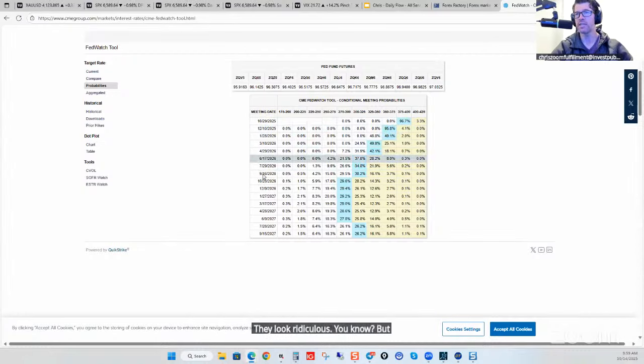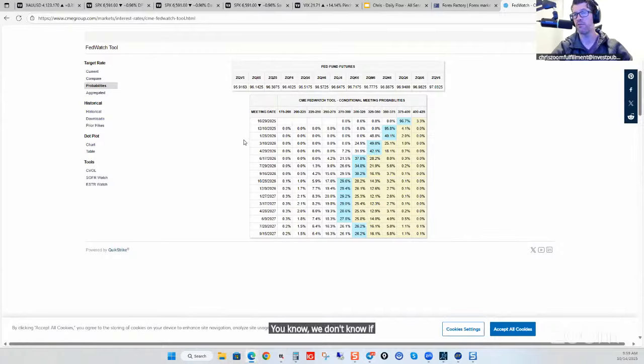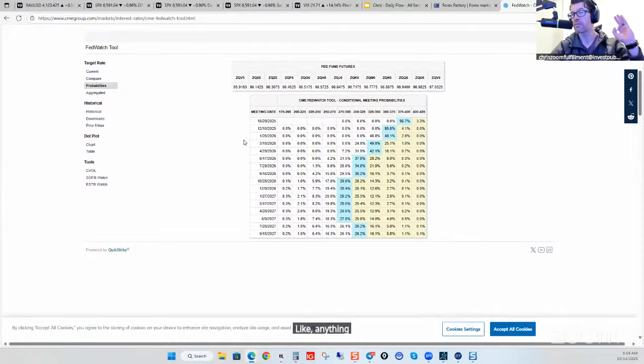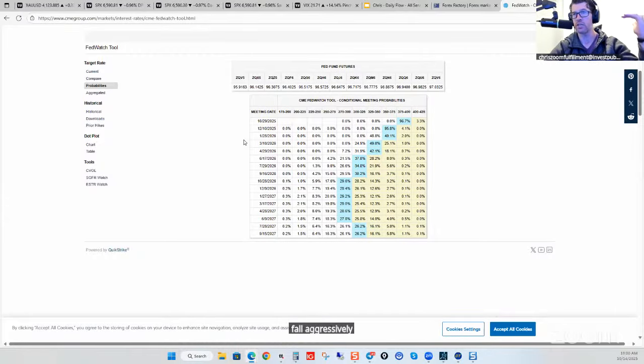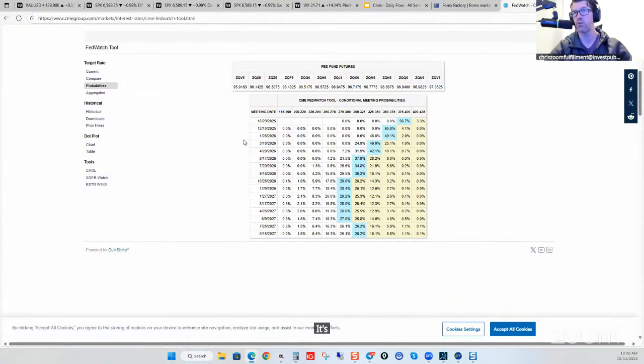But we don't know what the data is. We don't know if inflation is going to run from 2.9 headline to 3.5% headline. We don't know if oil prices are going to bottom out at 55 or 50 and rip up to 70. Anything that is an aggressive rate of change, if we see the bond market fall aggressively or rally aggressively, or the yields, or the dollar, or gold, it's all these excessive rates of change where things happen so fast, it's going to be very volatile and disruptive.